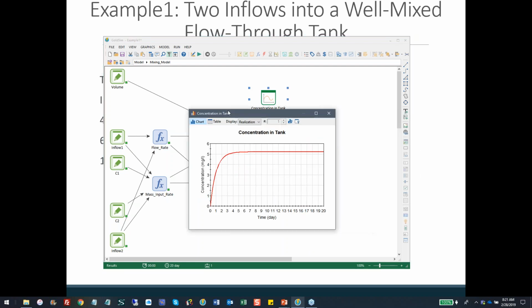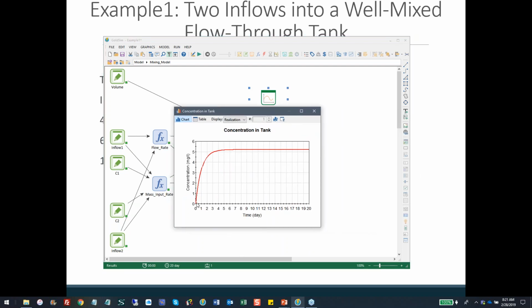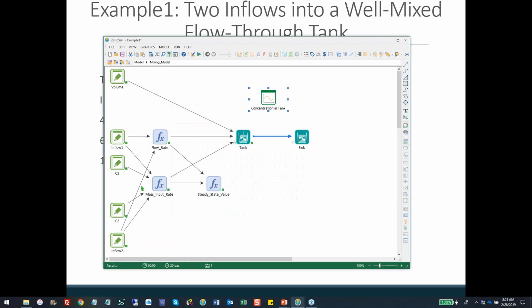we get a result that looks like this. The tank starts empty, and it fills up, it fills up, it fills up, and finally, at this point, it's reached a steady state. And of course, that steady state value is the 5.2. But it took 6 days or so to get up to that steady state value. We'll talk about why it took 6 days to get to the steady state value in a minute. So that's a simple mixing model where I didn't have to do any calculations. I didn't have to write out equations.